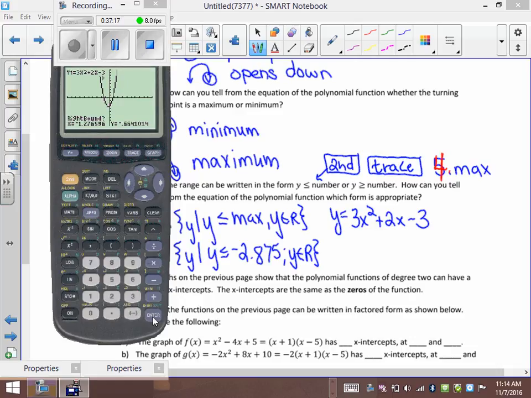So I need to be on the left of it. Some people are on the right and hit enter, and then on the left, and they show me, and they're like, it just doesn't work. And I'm like, which hand do you write with? If you're right-handed, then if you're left. Right bound.